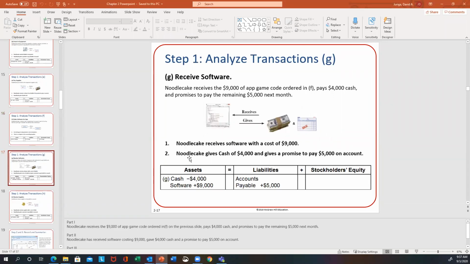And here's a case where they actually bought some software, but they didn't pay it all in cash. So you notice that the software cost $9,000, they paid $4,000 in cash, and the rest they owe as a liability. So if you net the two, 9 minus 4 is 5, and that equals 5. So your equation is still balanced.